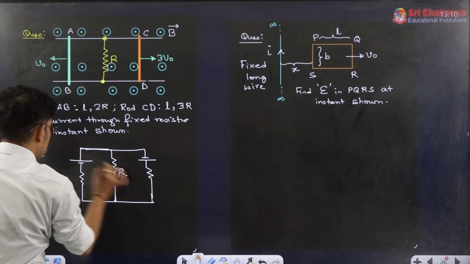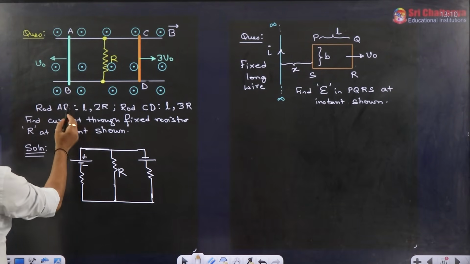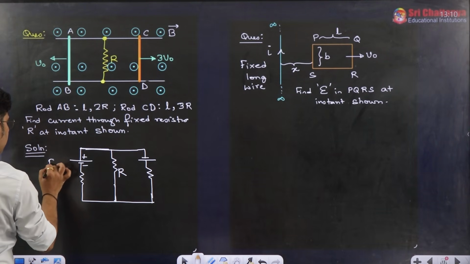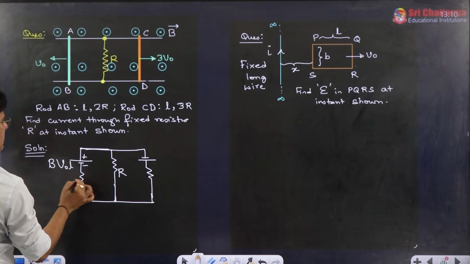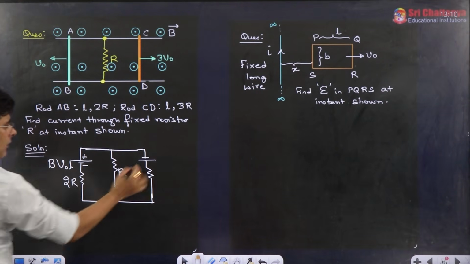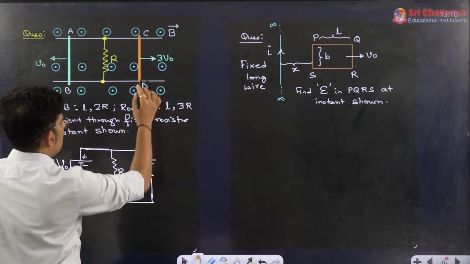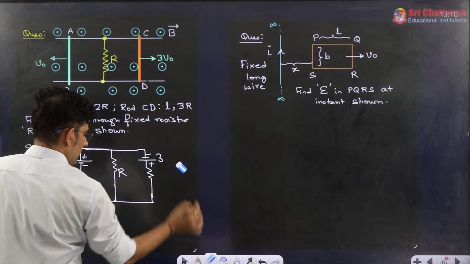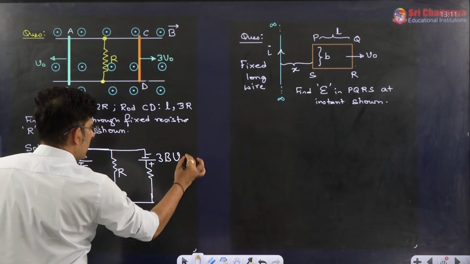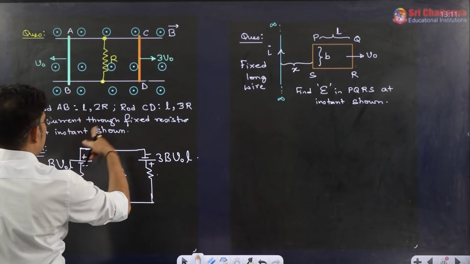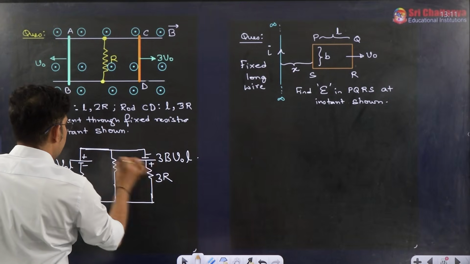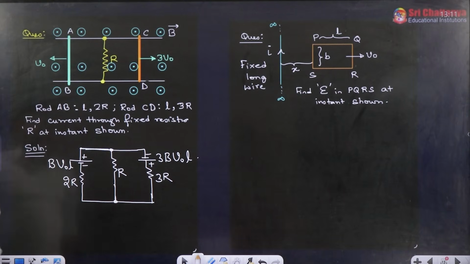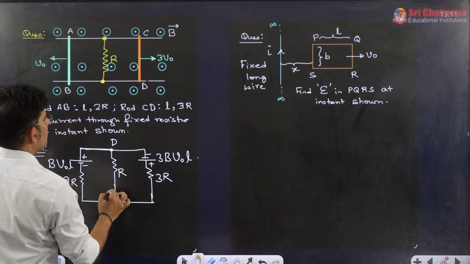This is R. Plus minus BVL. They have given V naught and B, V naught L. Internal resistance is given for this side as 2R. For this side BVL, if you put, it will become 3B V naught L, and the resistance on this side is given as 3R, right? Now this we have to find. Let's call this EF.